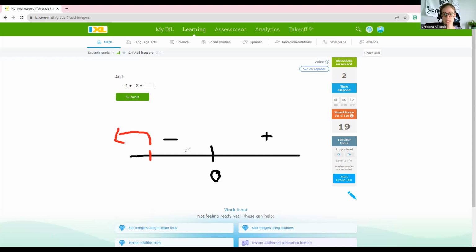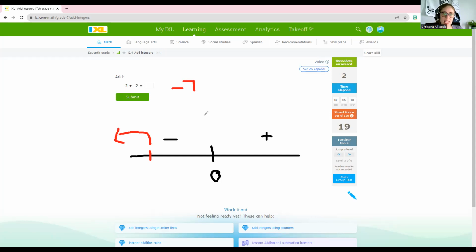So our rule tells us when the signs are the same, you add them and keep the sign the same. So 5 plus 2 is 7, but we're continuing down that negative side of the number line, so it would be a -7.